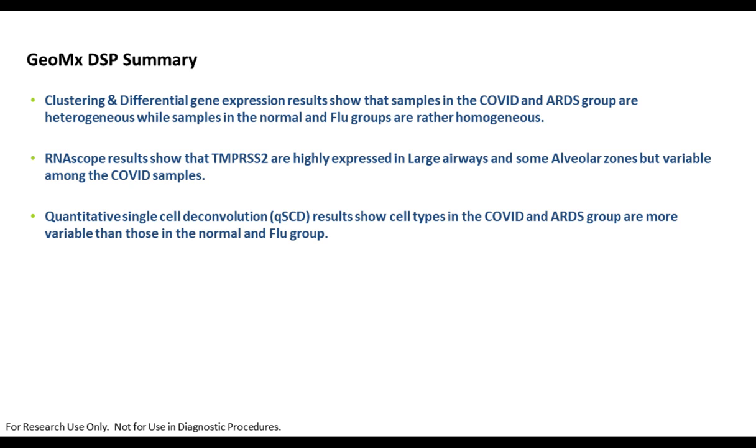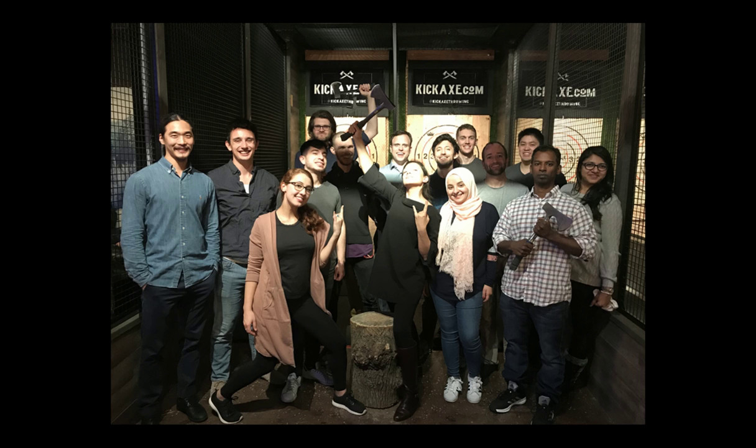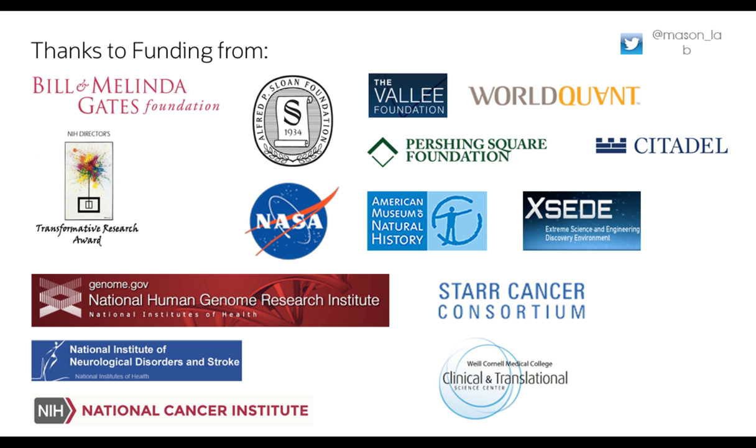RNA-Scope technology can be leveraged to specifically look at a variety of different genes. Specifically here, we looked for TMPRSS2 and ACE2, and the quantitative single-cell deconvolution can be used to show the specific cell types that are in the COVID and ARDS groups, and they're more variable, again, as compared to the normal and flu groups.